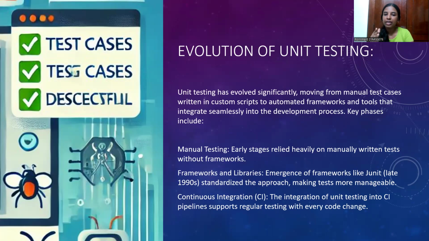Early manual testing relied heavily on manually written tests without a framework. Then came frameworks and libraries, and JUnit in the late 1990s standardized the approach and made tests more manageable. Then continuous integration, the integration of unit testing into pipelines, with regular testing on every code change, since code changes a lot.